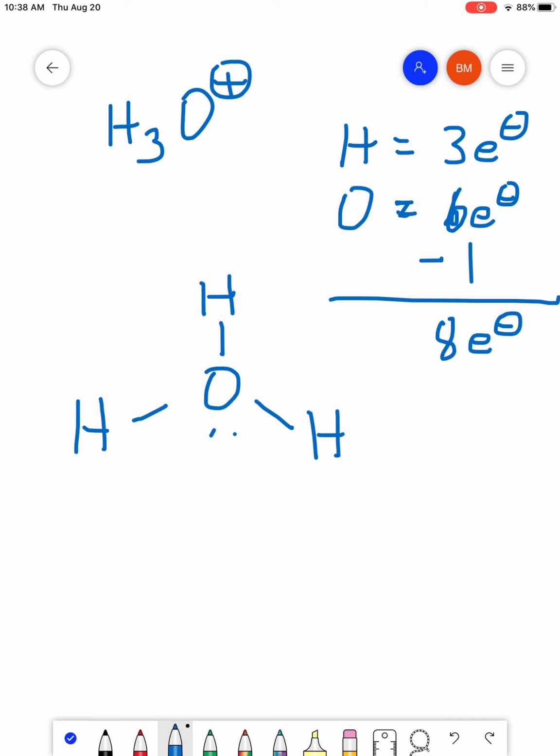What I like to do is look at the electron density of each one of these, right? Each one of these has a full outer shell, but it doesn't necessarily mean they have the same electron density or the same hold on electrons that they did before, all right? And I'm going to zero in on this oxygen, all right?